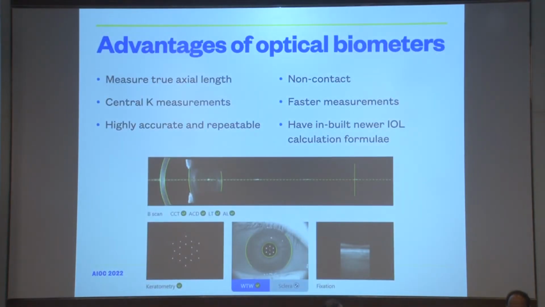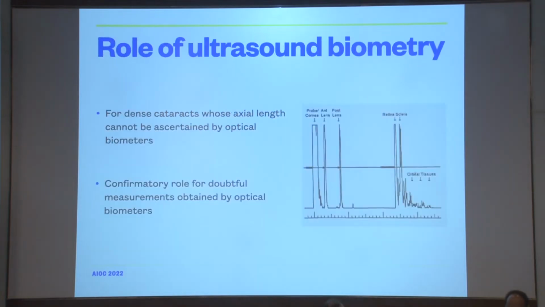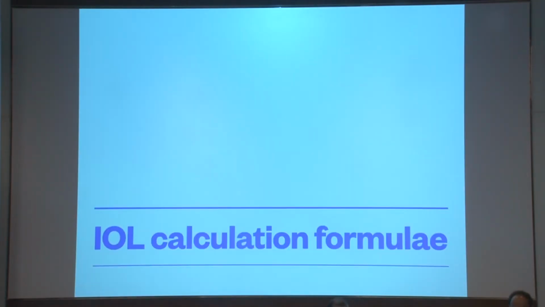The advantages of these optical biometers are they measure the true axial length. They give us the central K measurements. They are highly accurate and repeatable, and they are non-contact. They have faster measurements so that the patient eye fatigue time is less, and some of them have inbuilt newer IOL calculation formulae as well. So what is the role of the old ultrasound biometry? It is still used for dense cataracts whose axial lengths cannot be ascertained by optical biometers, and also for a confirmatory role for doubtful measurements obtained by the optical biometers. So this comes to the biometry part.